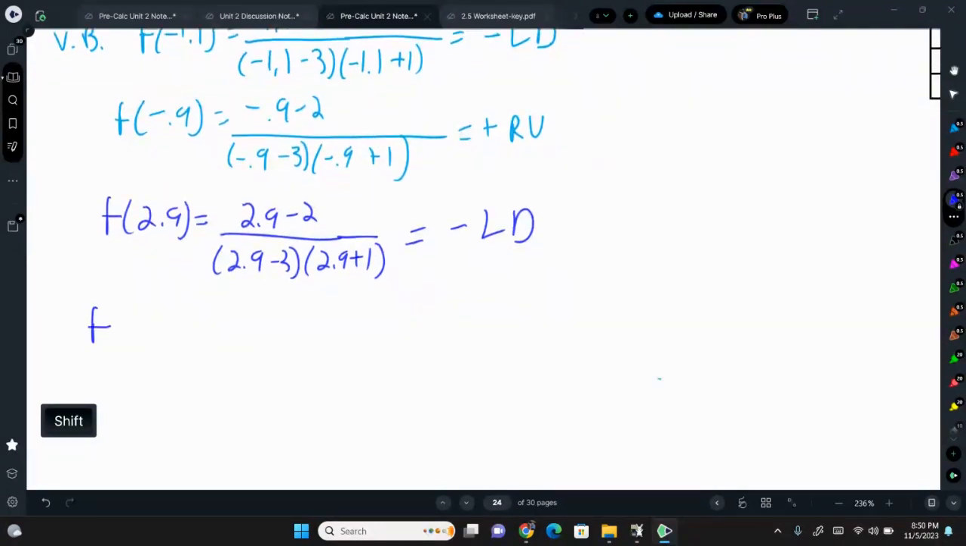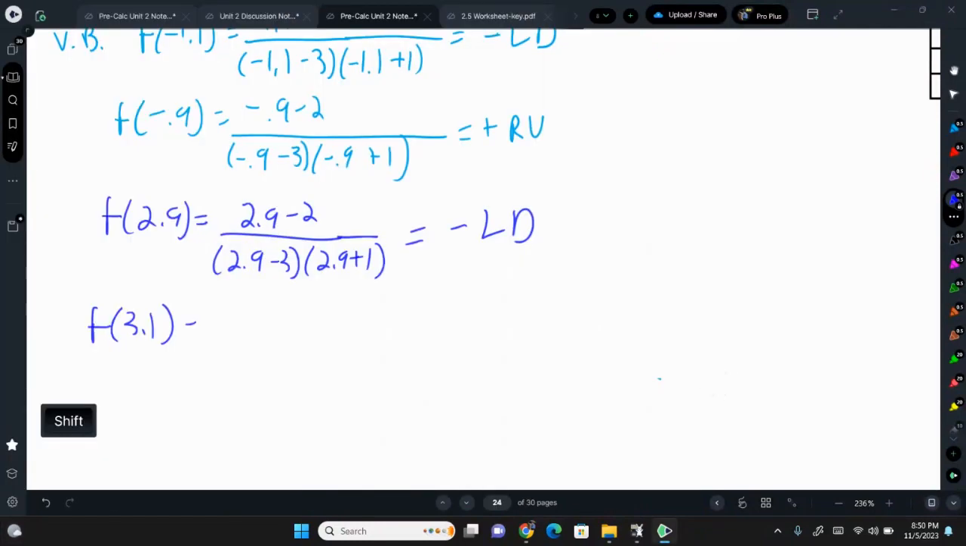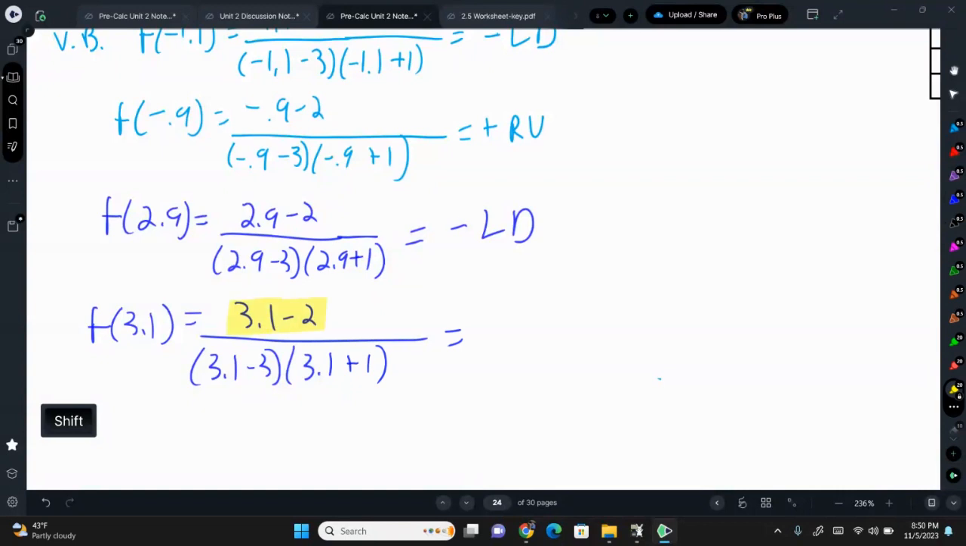And then f of 3.1 is going to be 3.1 minus 2 over 3.1 minus 3 times 3.1 plus 1. And that's going to be positive. One way to think about it is this factor is positive. 3.1 minus 2 is going to give you a positive number. This factor is positive. 3.1 minus 3 is a positive number. This factor is also positive. So everything is positive. So positive, right hand up.